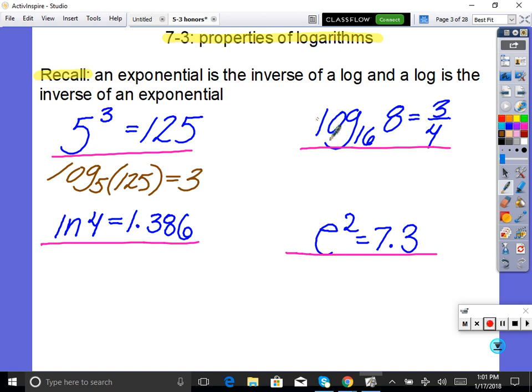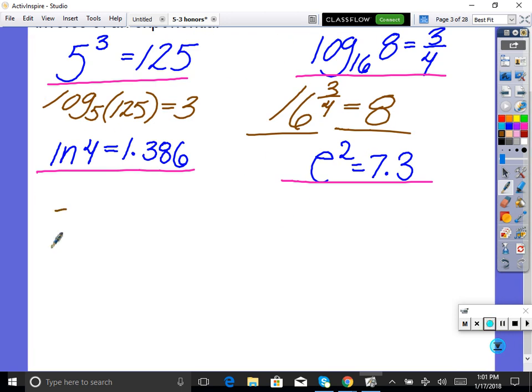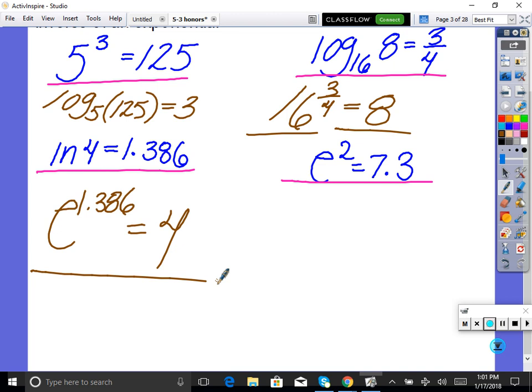If you were to do this one right, you would write it as 16 raised to the 3/4 power equals 8. That one's checkable. You should know you got it right, because if you type that into your calculator, it should be a true statement. Otherwise, something went wrong. Any questions on that one? Okay, this next one, we would say e to the 1.386 will equal 4. Did everybody get it right? That one's checkable as well. If you type that into your calculator, it should be a true statement. And then on this one, you should have ln of (7.3) equals 2.